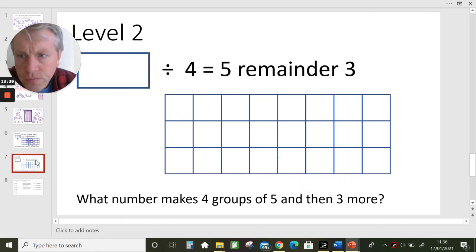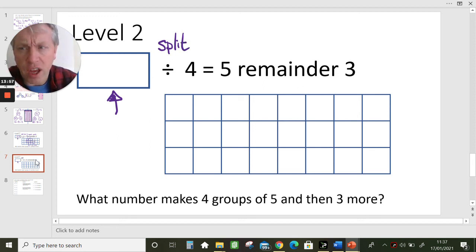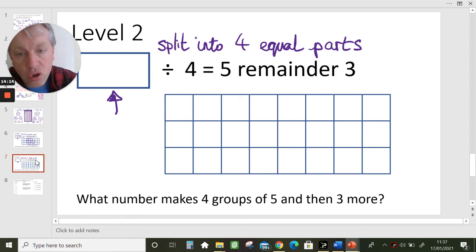So, there's a mystery number. How many parts is it split up into? Well, dividing. Oh, I hope you paused the video, by the way. I should have said that. Pause the video, have a go. A mystery number is split into 4 equal parts. I'm going to draw it like this.